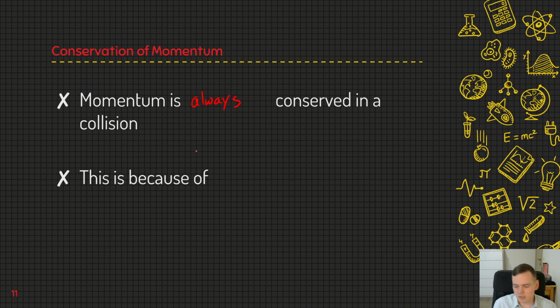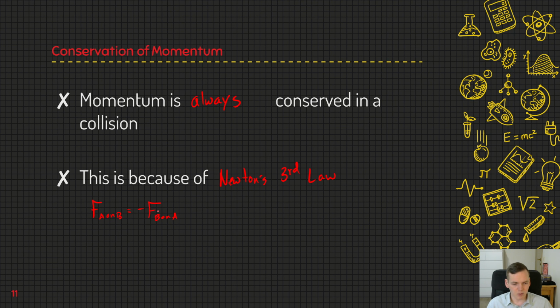Momentum is always conserved in a collision. It doesn't matter what kind of collision or what's going on, it will always be conserved, and this is because of Newton's third law. If two things are going to collide, they're going to exert a force on each other. So we know that F of A on B is equal to the negative of F of B on A, right? If they hit each other and start pushing on each other to change their momentum.